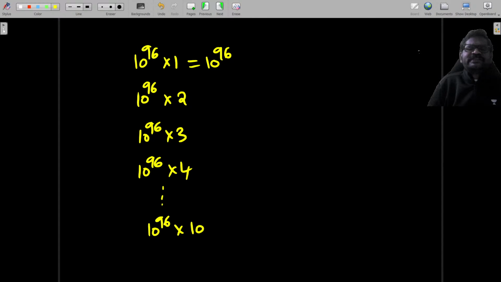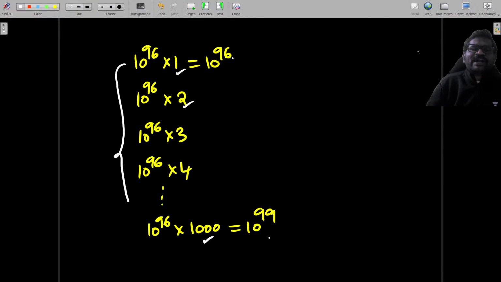10 power 96 into 1000 is equal to 10 power 99. So we have to identify 1, 2, 3, 4 till 1000. So here 1000 multiples are there between 10 power 96 and 10 power 99. These are all multiples of 10 power 96.